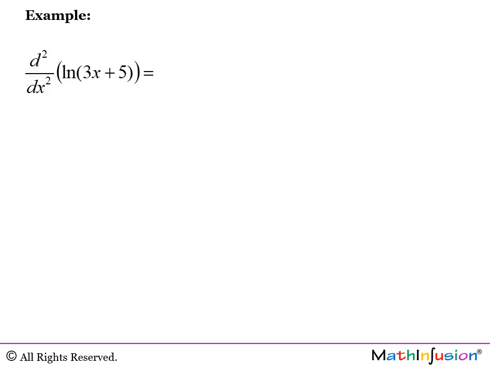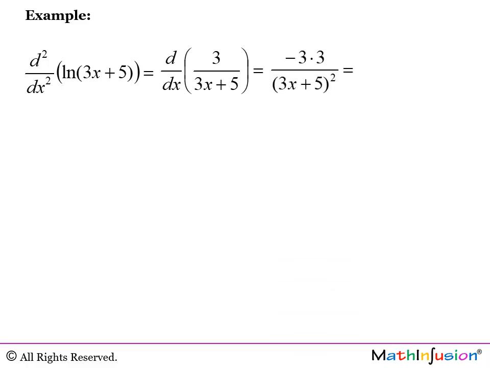Example. What is the second derivative of ln of 3x plus 5? We have to start with the first one. And the first derivative is 3 over 3x plus 5. And we have to differentiate that because, again, the second derivative is the derivative of the first derivative. Now we just use the quotient rule and we get that. Simplifying, and you get this.